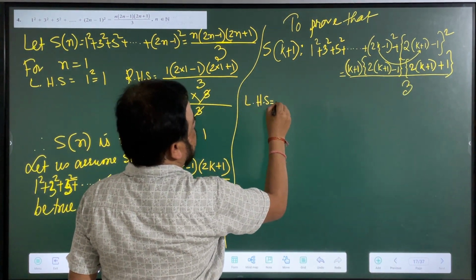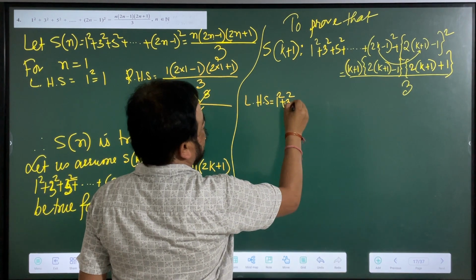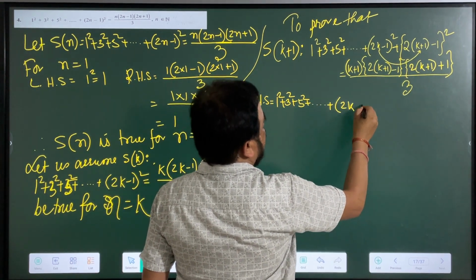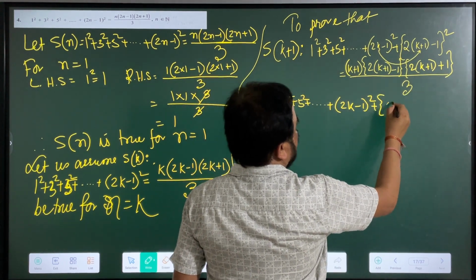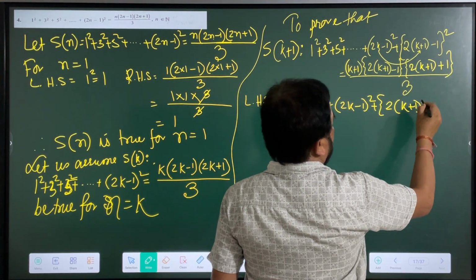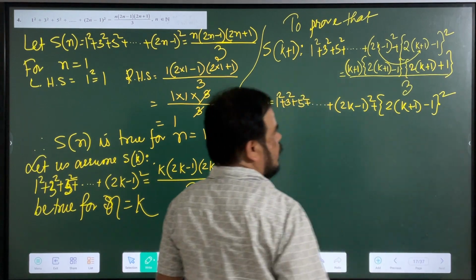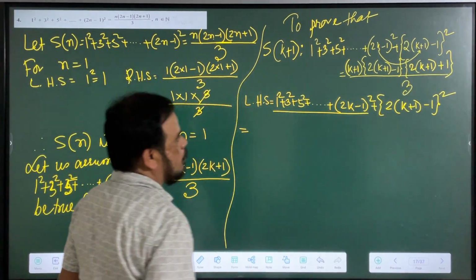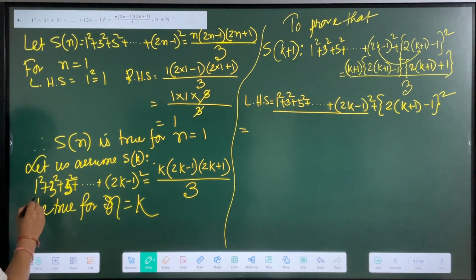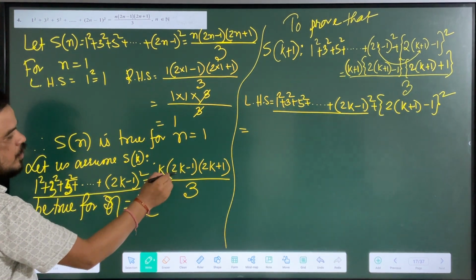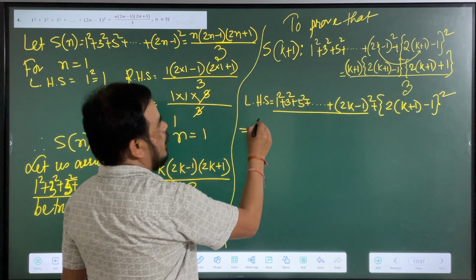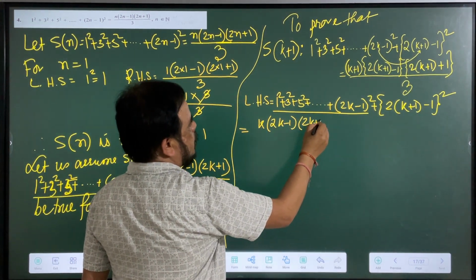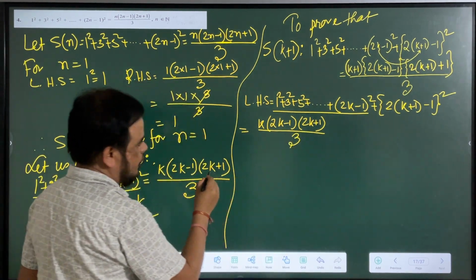Left hand side, let us write: 1 square plus 3 square plus 5 square up to 2k minus 1 whole square, plus 2k plus 1 minus 1 whole square. This is the left hand side I have written. Here to here we can put the value. Here to here the value is this one: k into 2k minus 1, 2k plus 1 by 3.